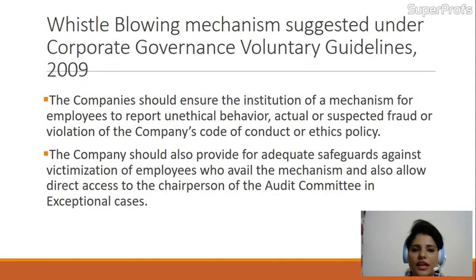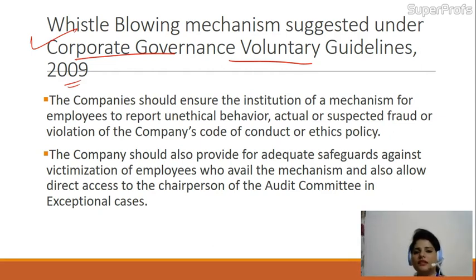Coming down to the Indian framework regarding whistleblowing. Now this is the whistleblowing mechanism suggested by the Corporate Governance Voluntary Guidelines 2007. These guidelines are voluntary guidelines. I mean, these guidelines are not binding on the organization. They are just like suggestions, but they act as a path for the organizations to follow in corporate governance. Now, what do these guidelines say about whistleblowing?